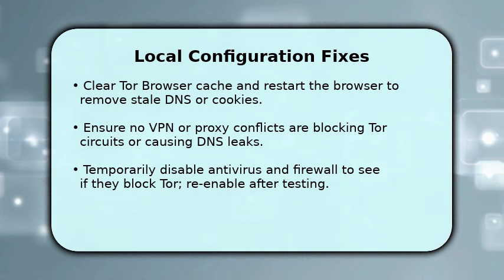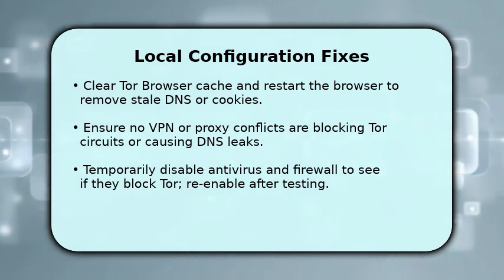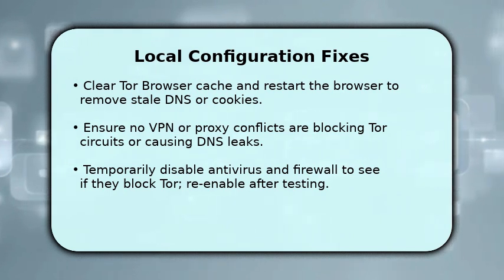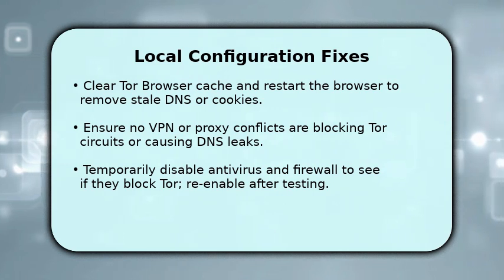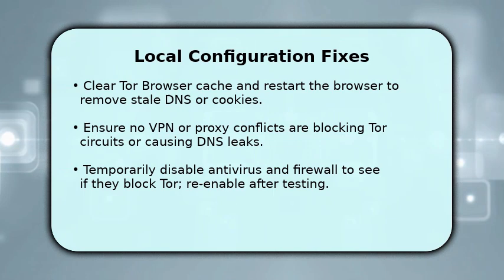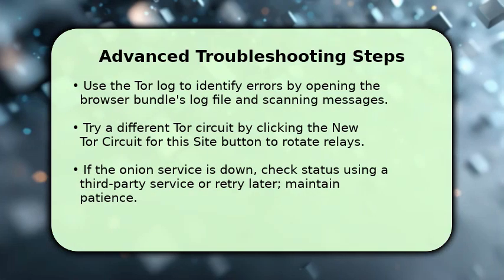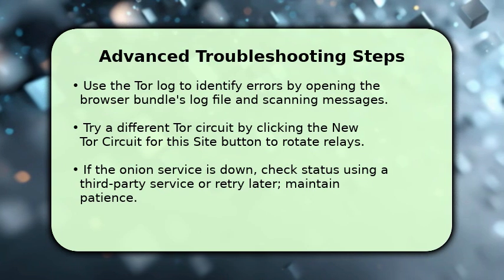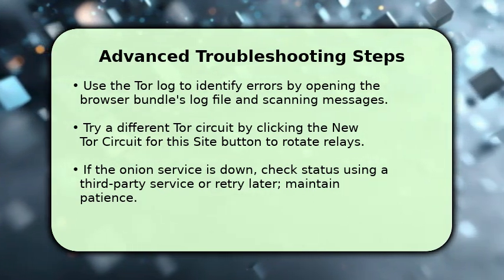Inspect your system, firewall and antivirus rules for Tor-related blocks or deep packet inspection. Temporarily disable antivirus and firewall to see if they block Tor. Re-enable after testing. If disabling helps, use the Tor log to identify errors by opening the browser bundle's log file and scanning messages. Look for timeout, unreachable, or permission denied entries that indicate specific failures.